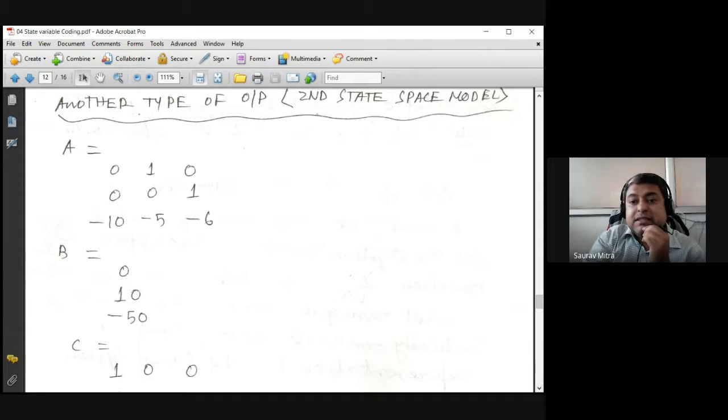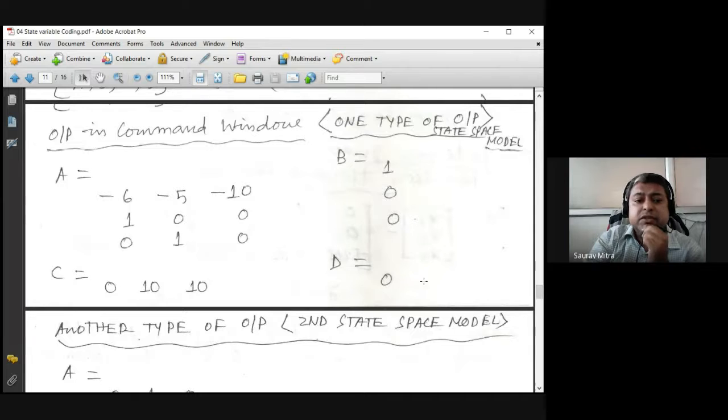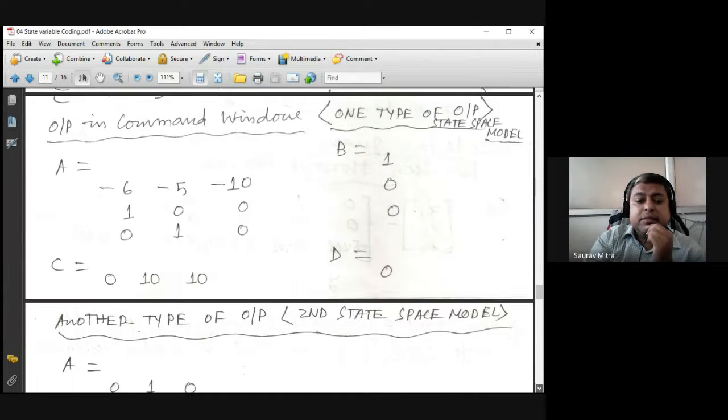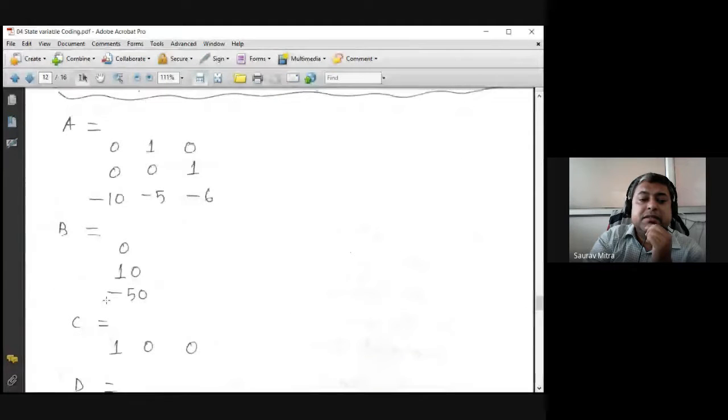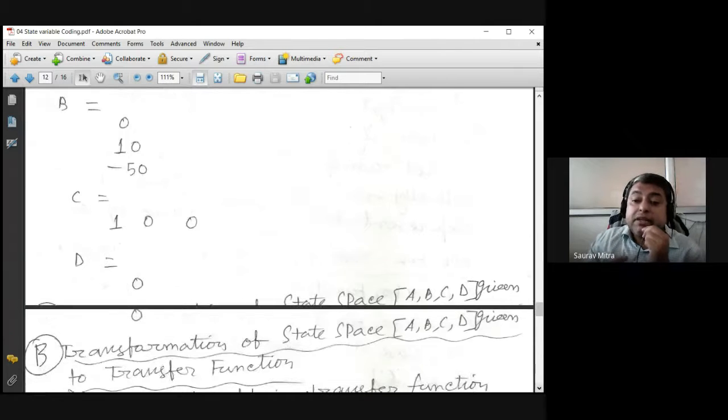Okay, so in the previous case of representation, you are finding B matrix is 1 0 0 and C is equal to 0 10 10. Okay, there is another representation where you are finding B matrix is 0 10 -50 and C matrix is 1 0 0. So one thing I had told you, what is called as companion form. Now companion form is actually converting the transfer function into state variables.